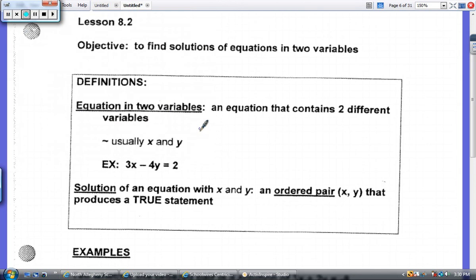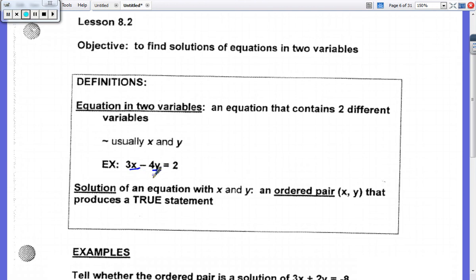Lesson 8.2. As a result of today's lesson, you will be able to find solutions of equations in two variables. An equation in two variables is an equation that contains two different variables, usually an x and a y. An example would be 3x minus 4y equals 2. You have an x and you have a y.